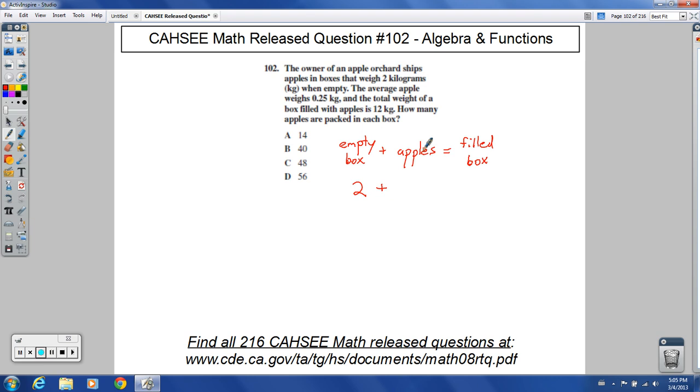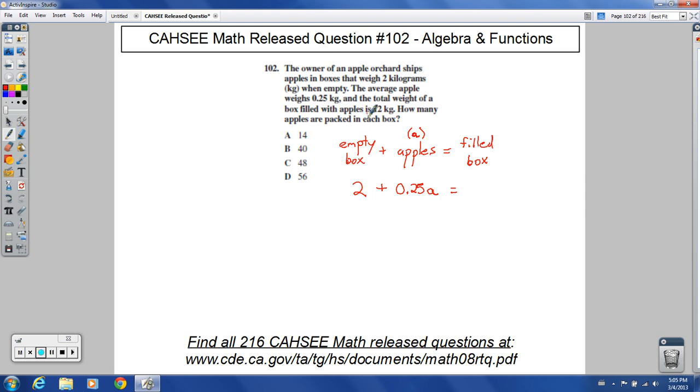And then the apples, why don't we call those A? So let's put a little lowercase a. I'm going to put a little curl at the end of my A so it doesn't look like a 9. And how many of these apples do we have? Well, we don't know. That's why we're calling it A. That's my variable I'm trying to solve for. And I do know, though, that each one weighs 0.25 kilograms. So I'm going to have 0.25 times however many apples I have, times A.